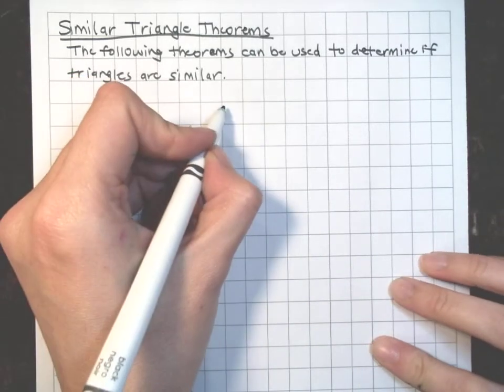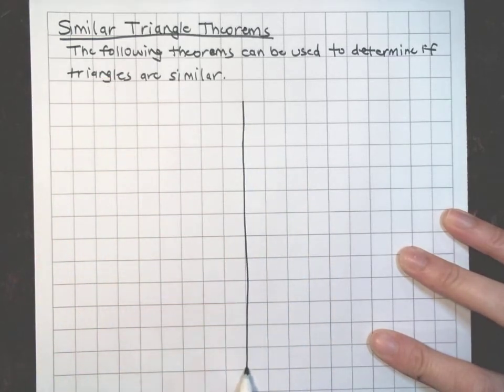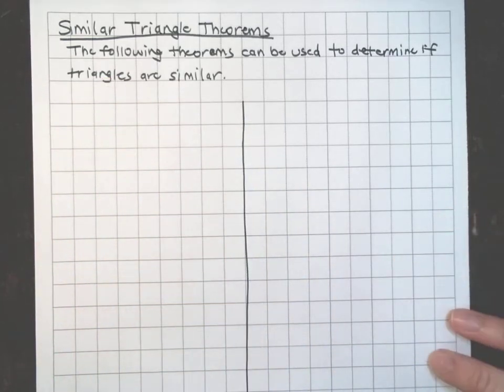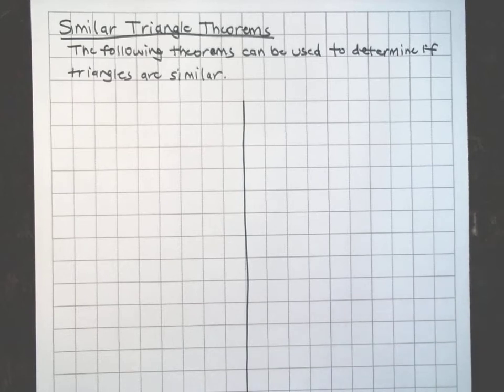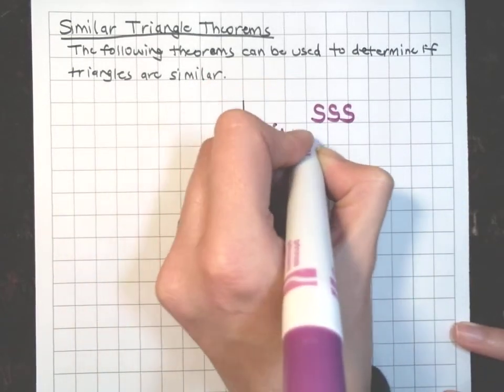Okay, so we're going to draw a line down the middle. And let's use a different color for each one. So the first one we can use is side, side, side.